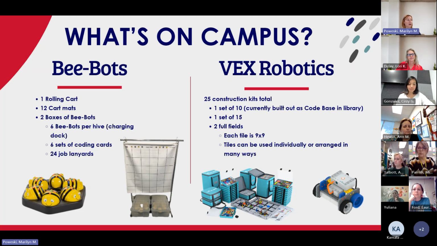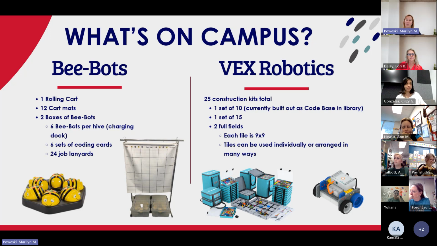And then some coding cards, which basically allow them to lay out their thoughts and think through the process of how they're going to code the robot, as well as job lanyards. These are great for keeping kids on track with what's my job, because everybody wants to put their hands on the robot, obviously.